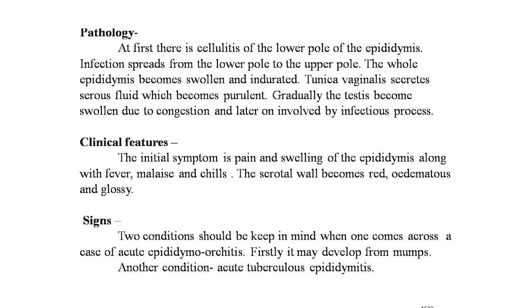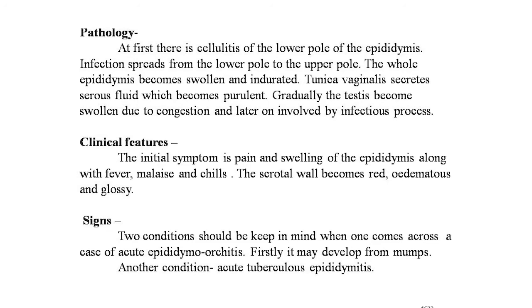Now pathology of the acute Epididymo-orchitis. At first there is cellulitis of the lower pole of the epididymis. Infection spreads from the lower pole to the upper pole. The whole epididymis becomes swollen and indurated. Tunica vaginalis secretes serous fluid which becomes purulent. Gradually the testis becomes swollen due to congestion and later on is involved by the infectious process. The tubular epithelium may show necrosis.